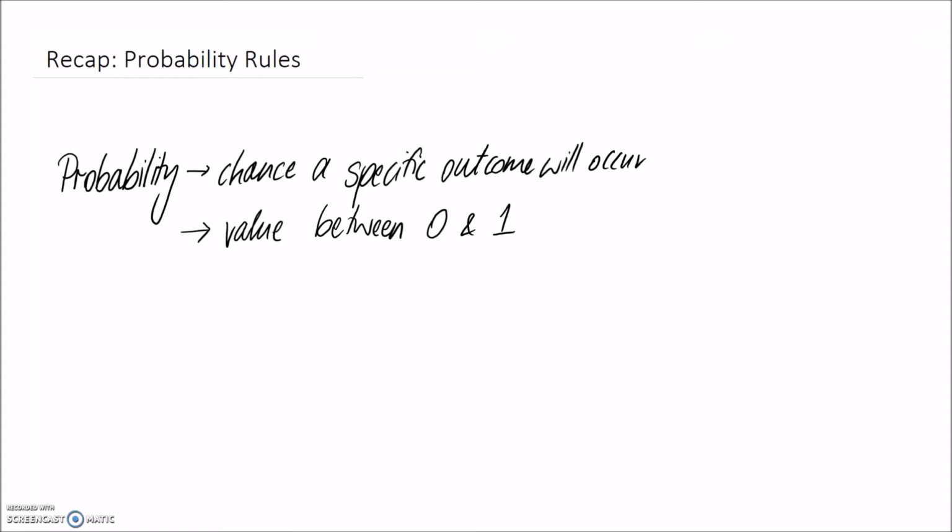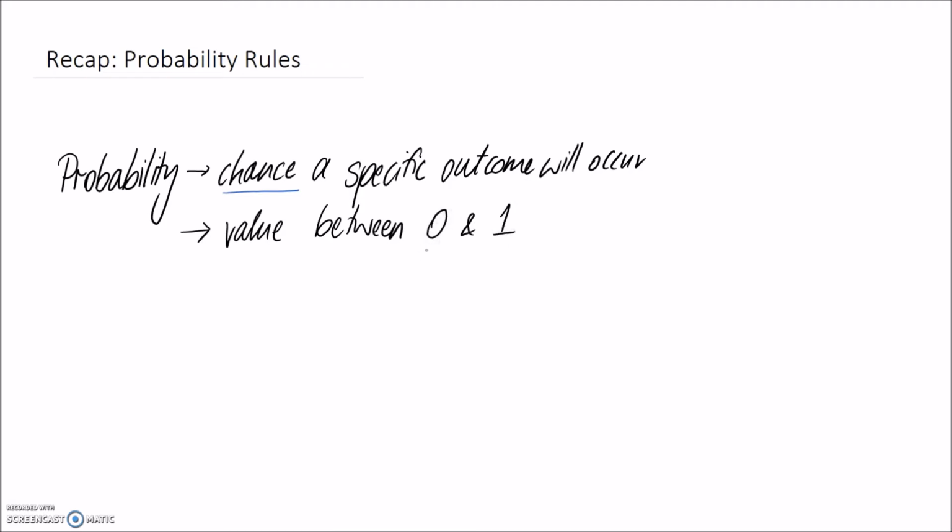So in this video, I'm going to recap the probability rules and give an illustrative example of how to use each rule. To start off, probability can be defined as the chance a specific outcome will occur, and it's measured as a value between 0 and 1.